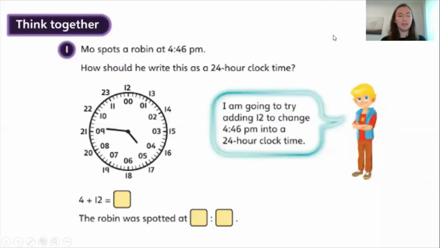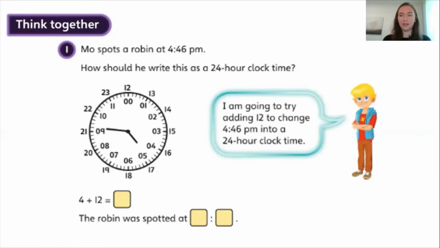Let's have a go at doing this as part of our Think Together problems. So question 1 says, Mo spots a robin at 4:46 p.m. How should he write this as a 24-hour time? So remember my sneaky cheat from the last slide. We're adding 12 onto the hours to change a p.m. time to the 24-hour clock time. Have a go, pause the video now, have a go at using these sentences at the bottom to help you.